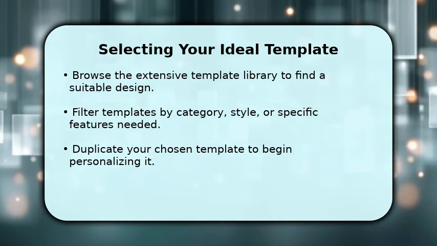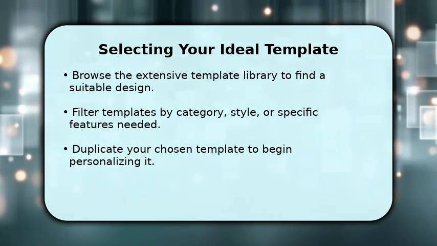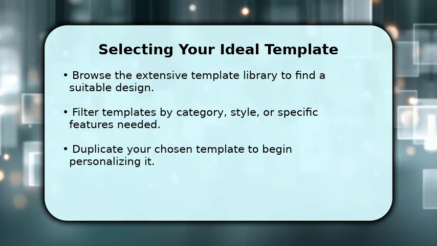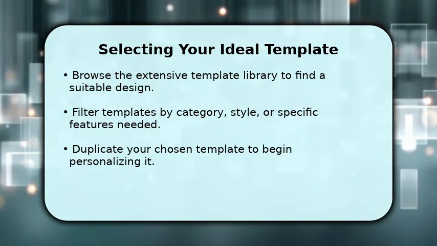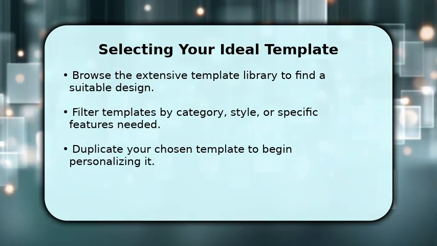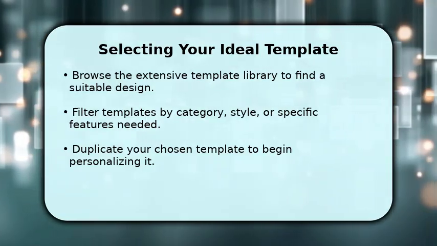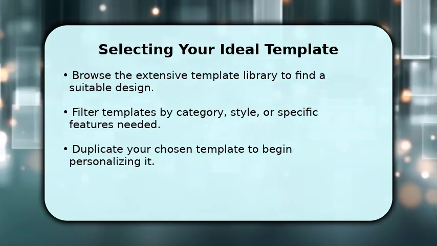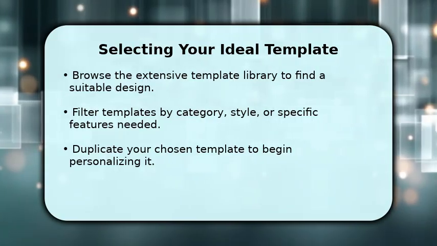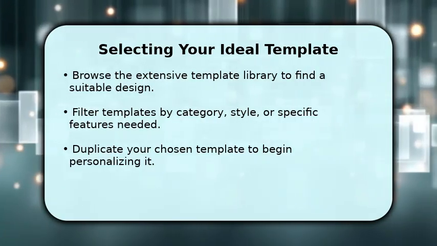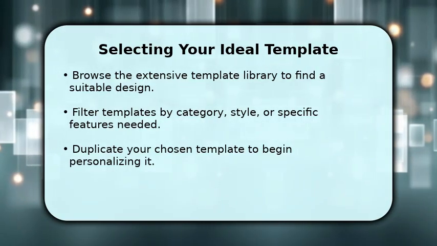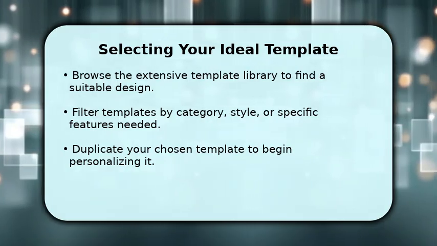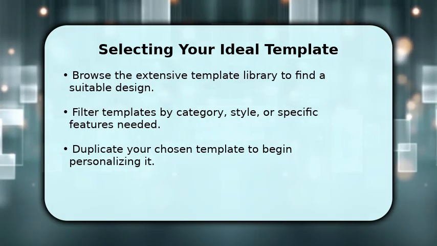Once you are in the template gallery, take your time to browse the diverse collection. You can filter by categories like portfolio, blog, or business to narrow your search. After selecting a template that aligns with your vision, simply click Duplicate to add it to your Framer account. This creates a personal copy, ready for your unique modifications. Remember, every element is editable, giving you complete creative control.